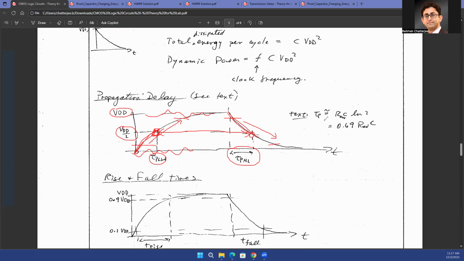Okay, now this propagation delay, let's say tau p, and in this case, let's just consider tau p of low to high and tau p of high to low. That is going to be an RC time constant. And usually, the value is going to be R on times C times ln2. And we'll just prove that on the next page, why this ln2 is coming in. And that boils down to 0.69 times R on times C, because ln, or natural logarithm of 2, is equal to 0.69.